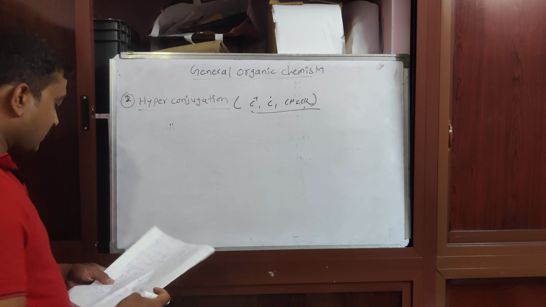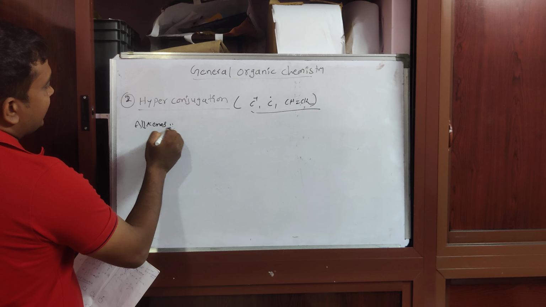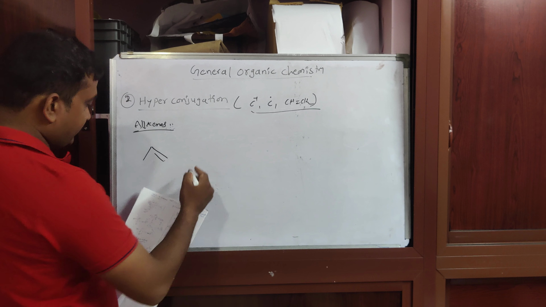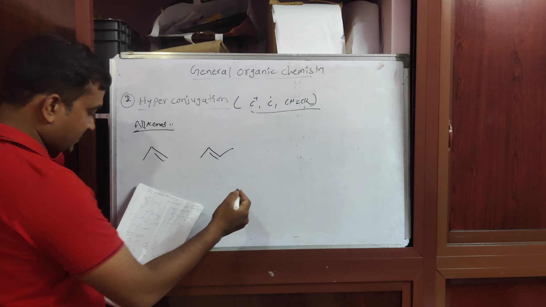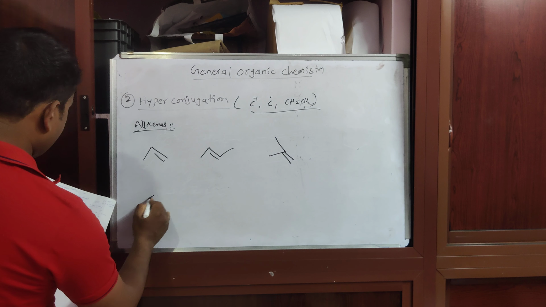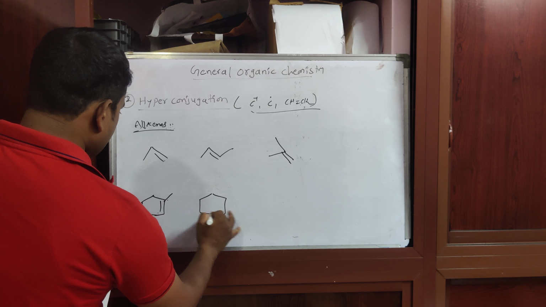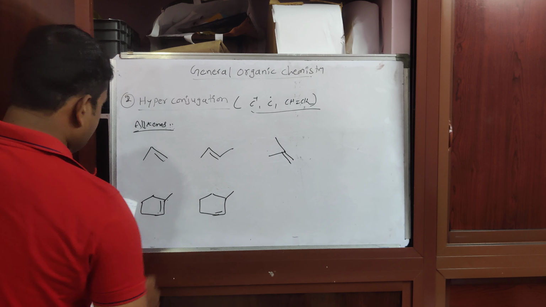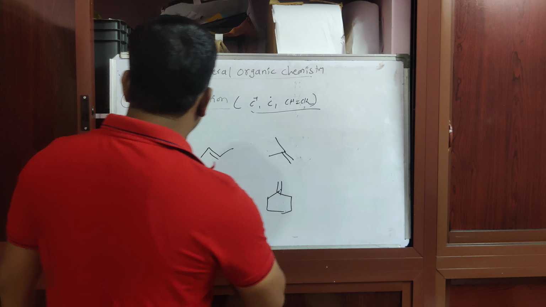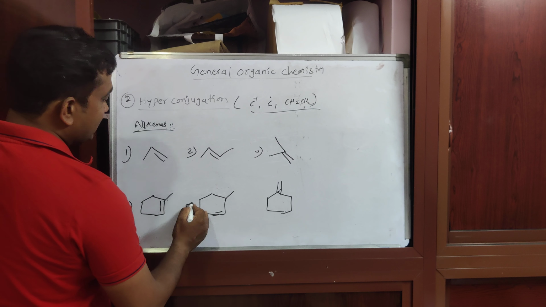In the case of alkenes, first of all we have to find the hyperconjugation structures, and later free radical examples. If you take this one, and this one, for example, please find out the hyperconjugation structures of these molecules.